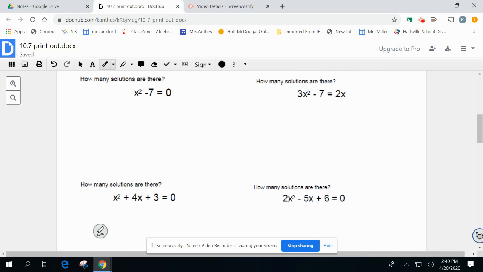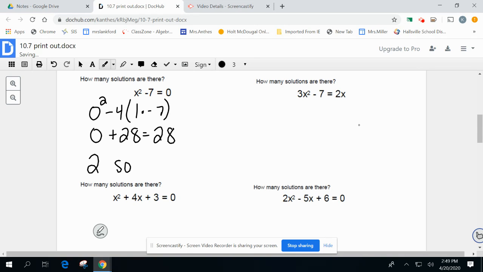How many solutions are there for x squared minus 7? So b squared, I actually don't have a b. So it's 0 squared minus 4 times 1 times negative 7. So 0, and then negative 4 times 1 times negative 7 is positive 28. So that equals 28. So that means there are two solutions to this problem.